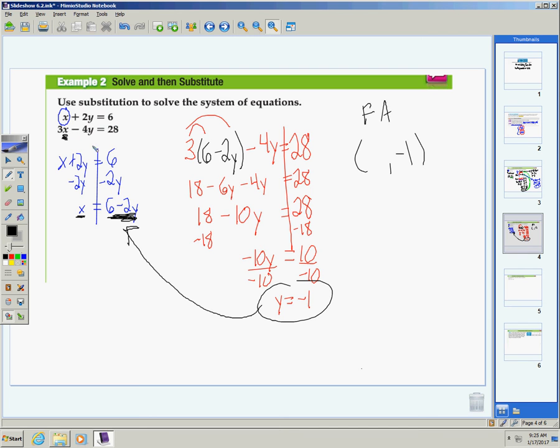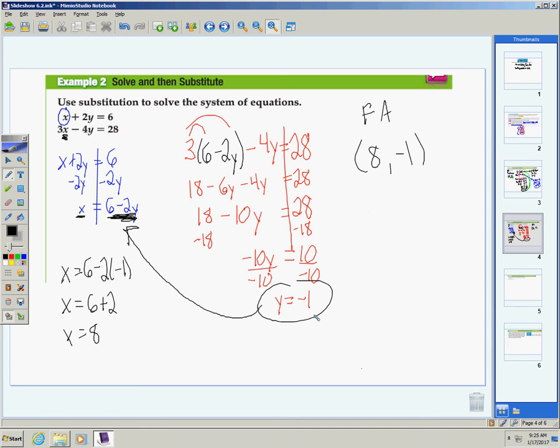So I've got x equals 6 minus 2 times negative 1. Negative 2 times negative 1 is positive 2, so I get x equals 6 plus 2, or x equals 8. And my final answer is 8, negative 1.